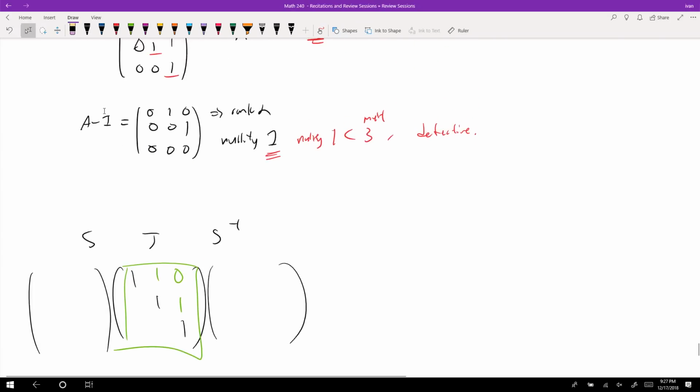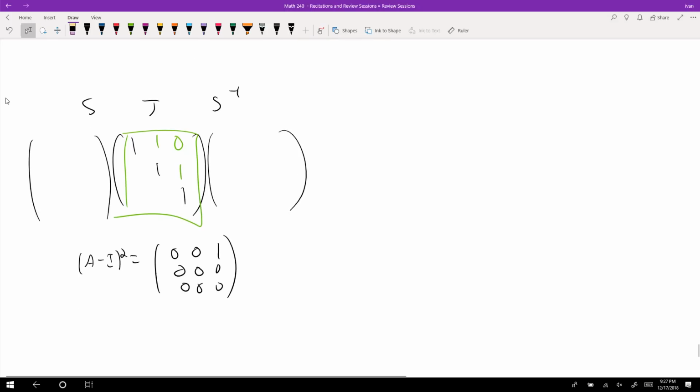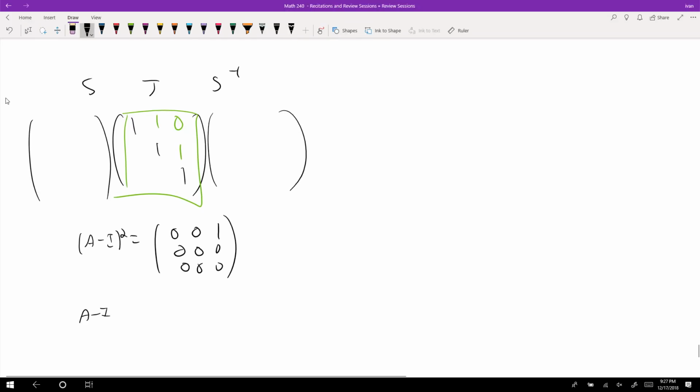So now I have A minus I. What power do I need to raise A minus I to? 3. Why 3? Yeah, that's the size of the Jordan block. This Jordan block is 3 by 3, so I need a cube. So A minus I squared is this guy, with 1 in the top right, and then A minus I cubed is going to be the 0 matrix.